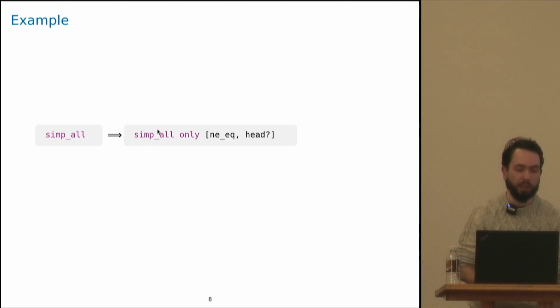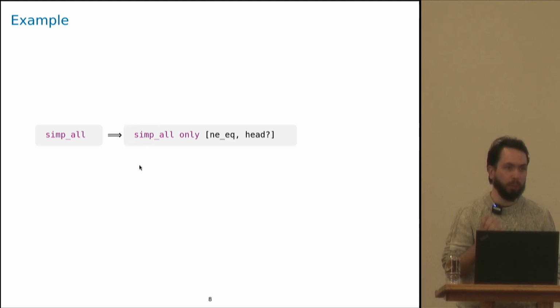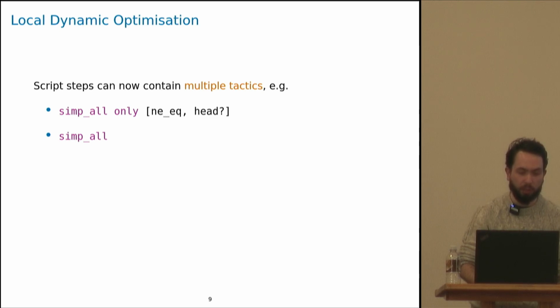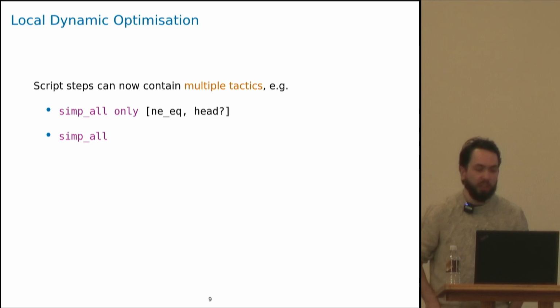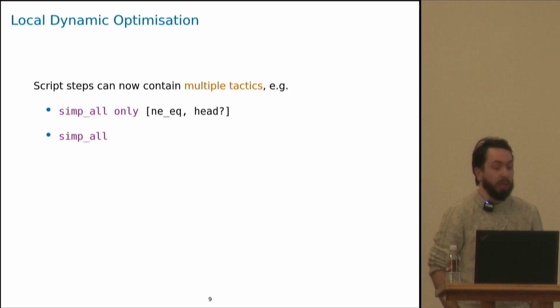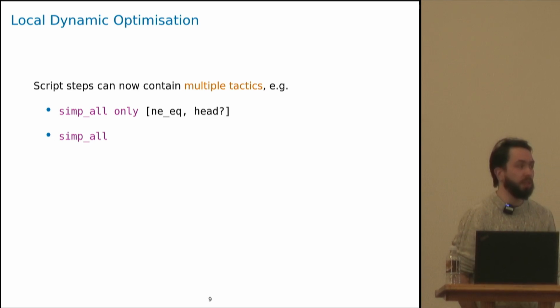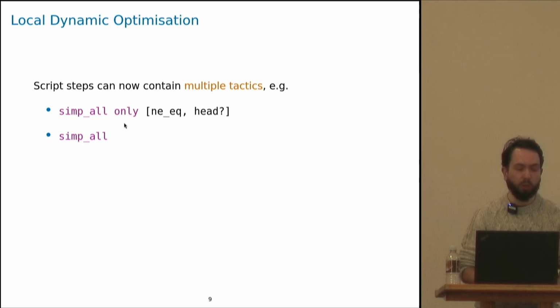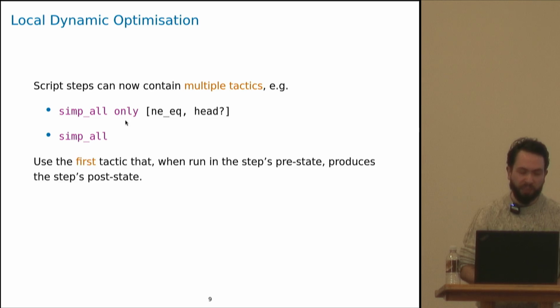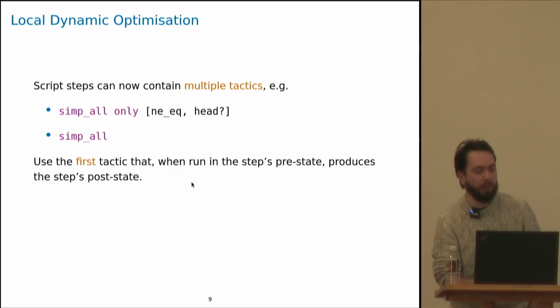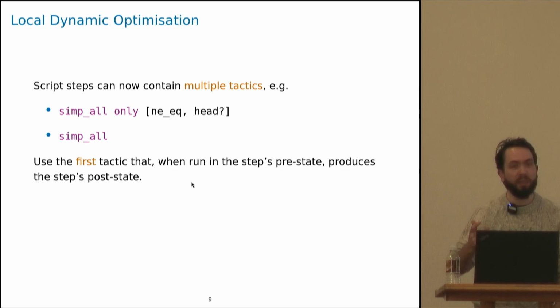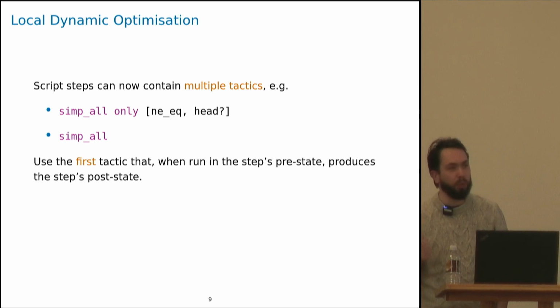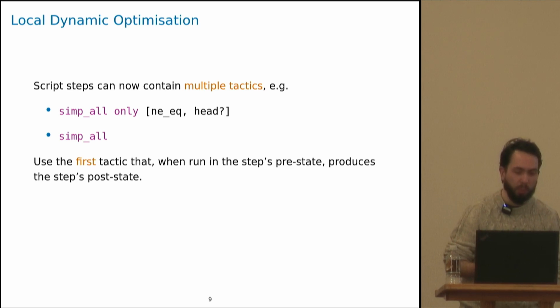The simp-all only thing is not always correct. So what do? Well, we check whether it is actually correct or not. This means that we generalize the script steps such that they can now contain multiple alternative tactic syntaxes. And we basically just try them kind of top to bottom. Right? So we first try the simp all only tactic, and we check whether, if this tactic is run in the pre-state of the step, it produces the expected post-state.